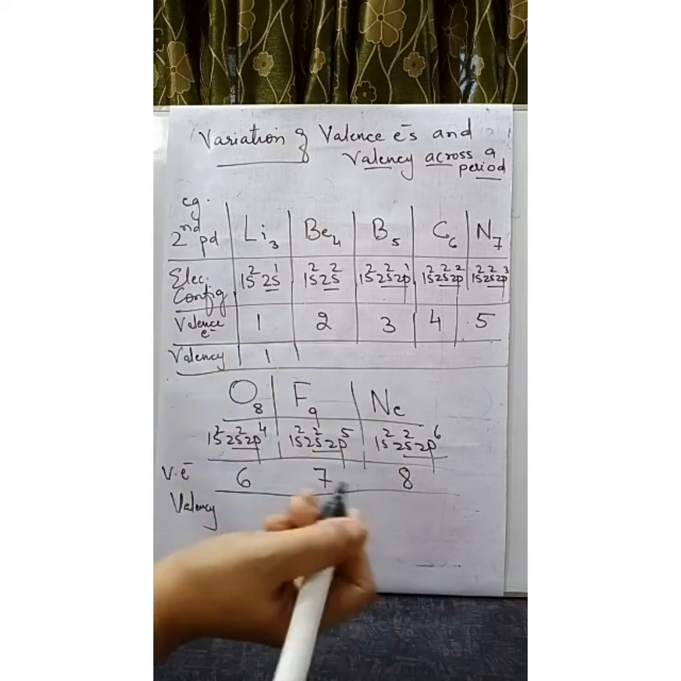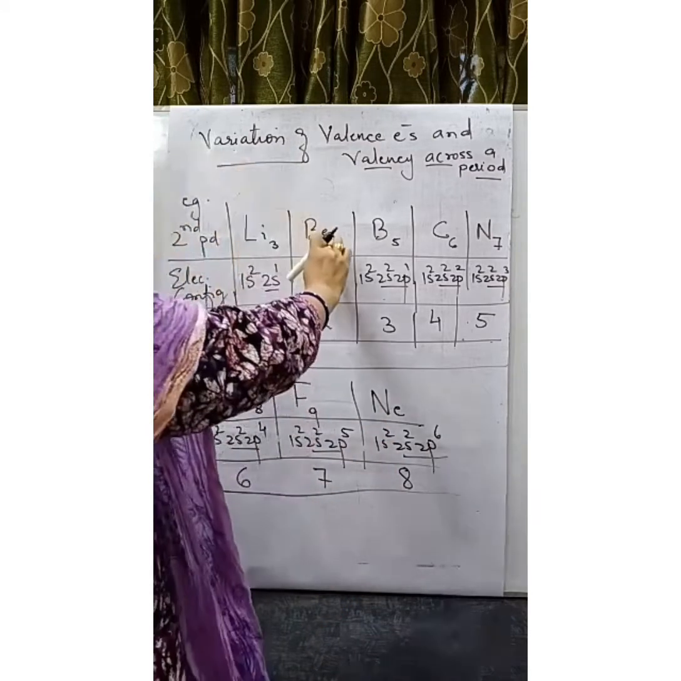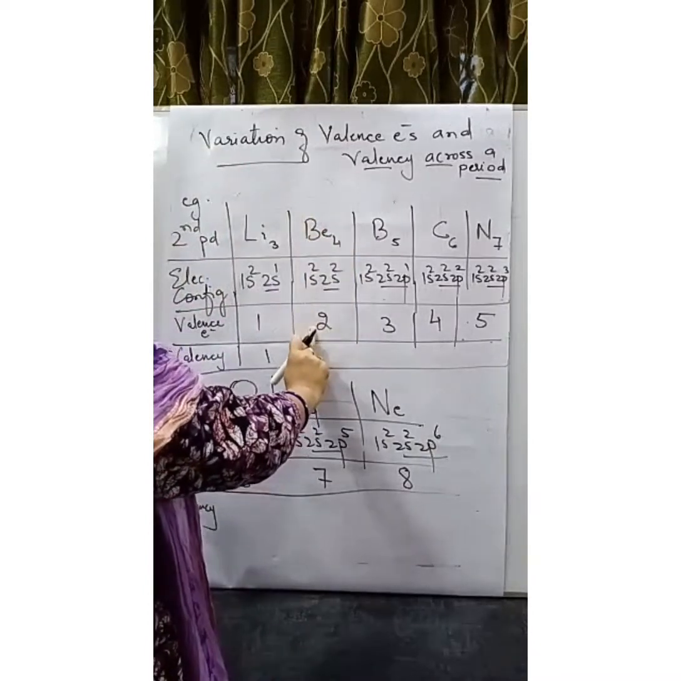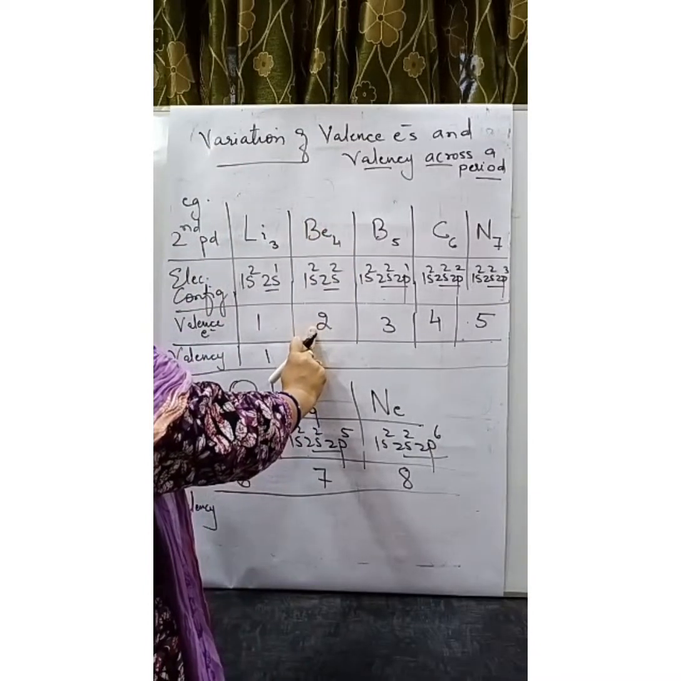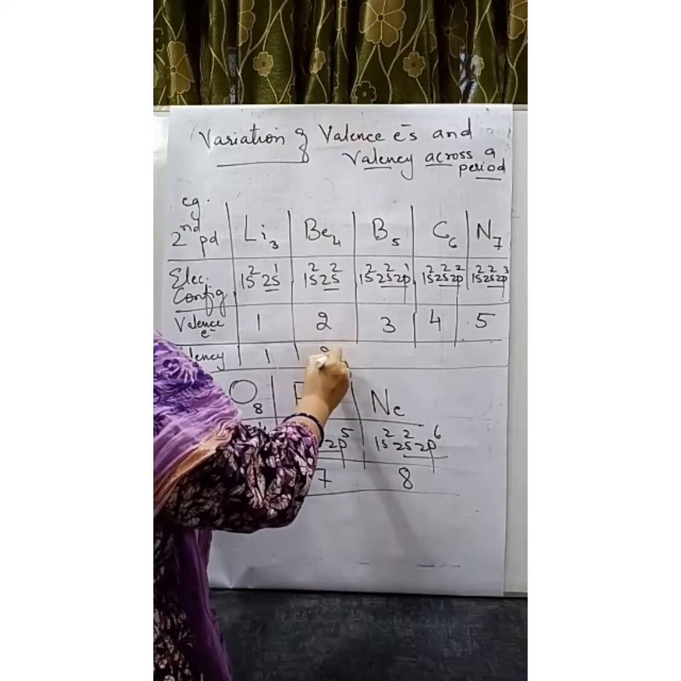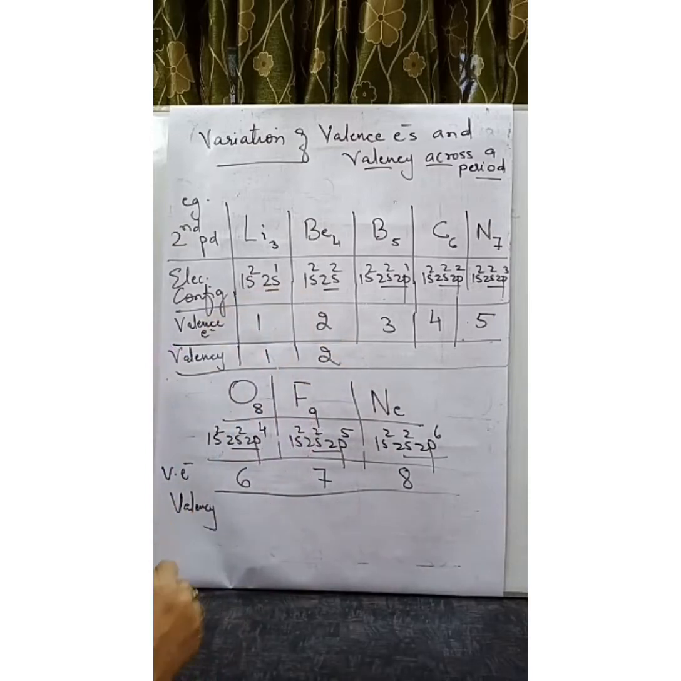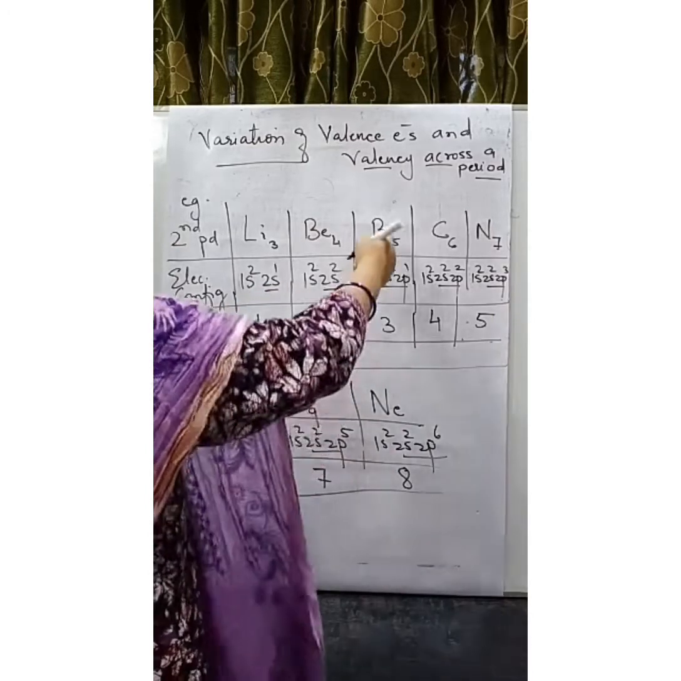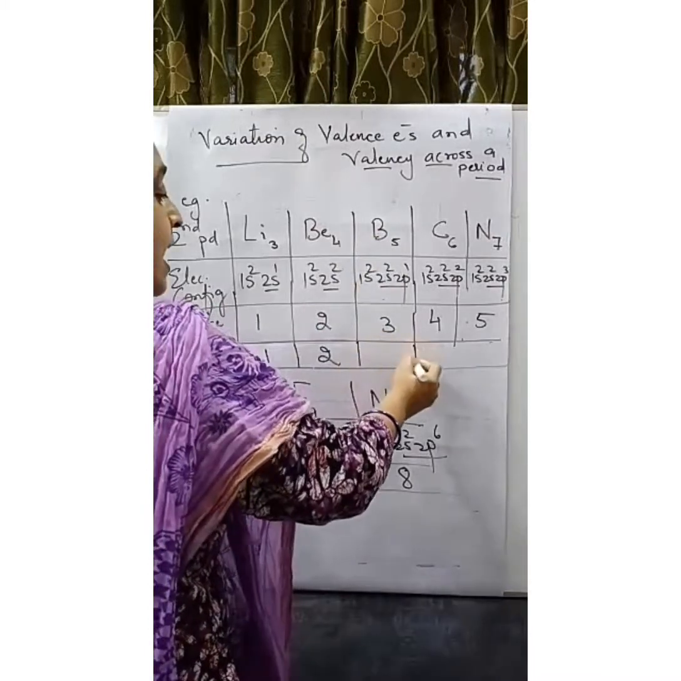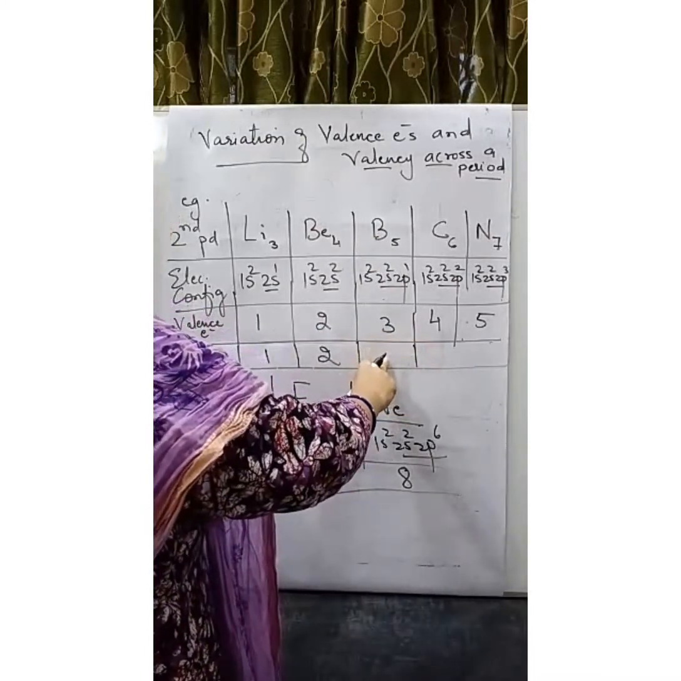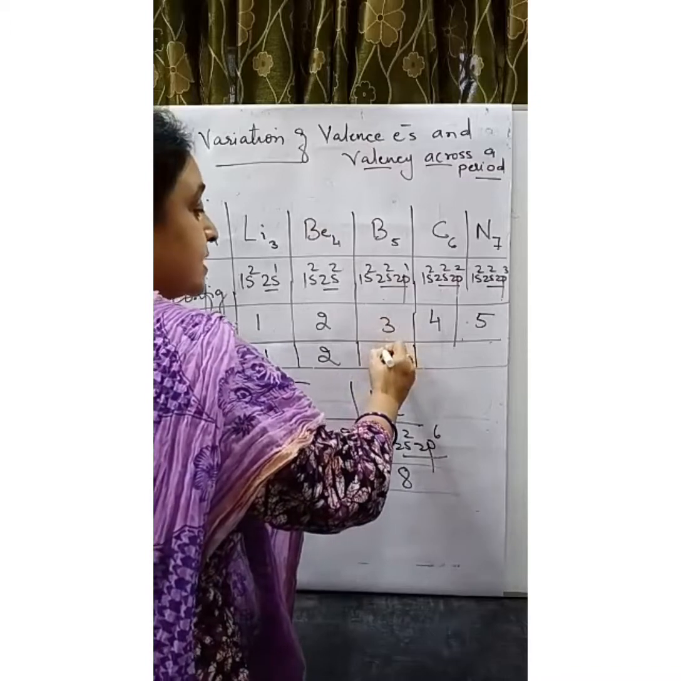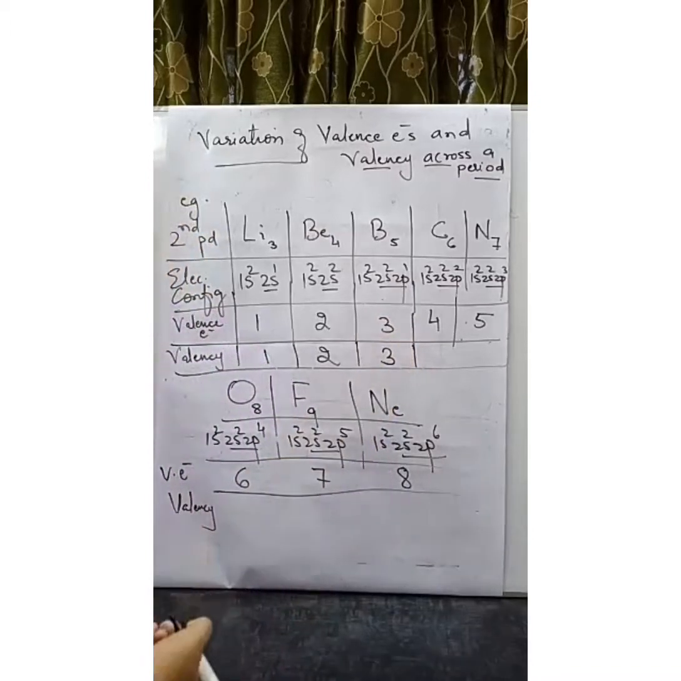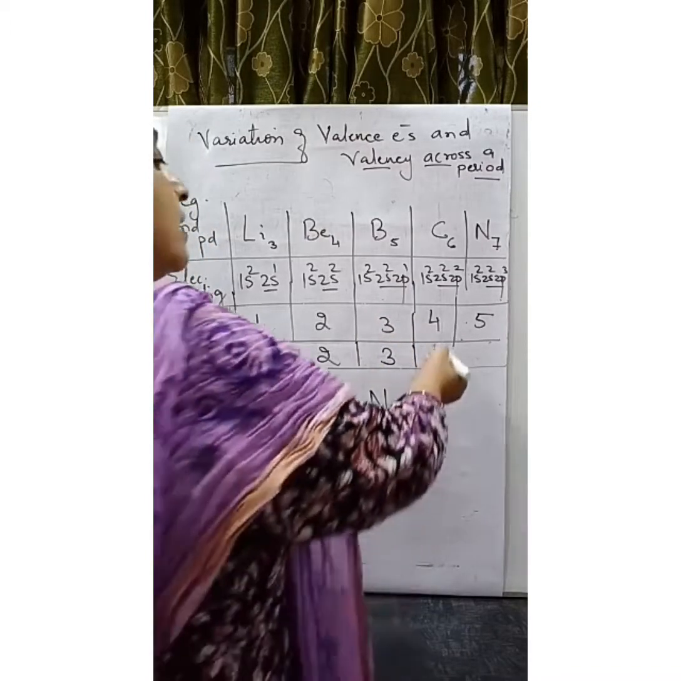That is for loss or gain. Beryllium can become stable by gaining 2 electrons or losing 2 electrons. Losing 2 is easy, so valency is 2. Then, for boron, either gain 5 electrons or lose 3 electrons. So, valency is 3 because it prefers losing 3 electrons.